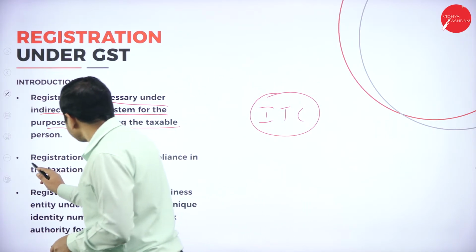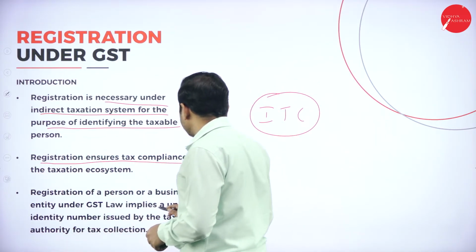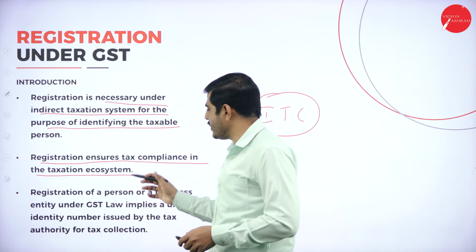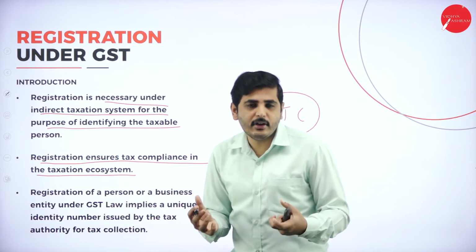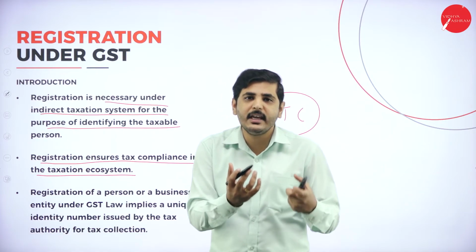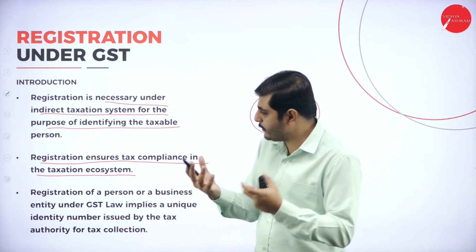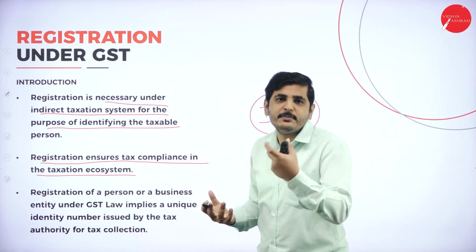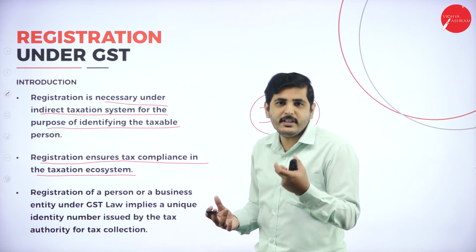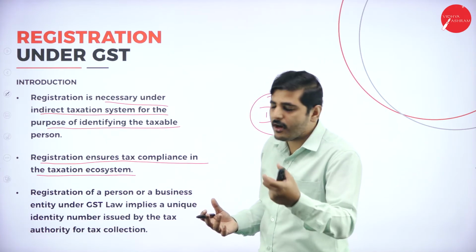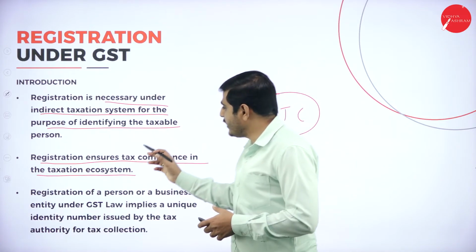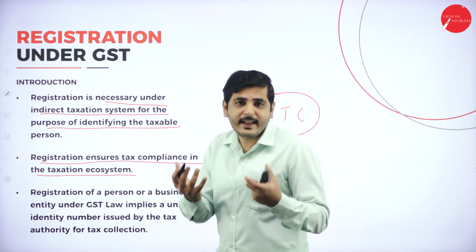Next point, registration ensures tax compliance in the taxation ecosystem. Registration ensures revenue for the government. They can plan how much tax they can collect on the basis of how many registered persons there are. Person means not only a human being; a person may be an institution, organization, business, or any other individual. On the basis of registered persons only, the government can take decisions.